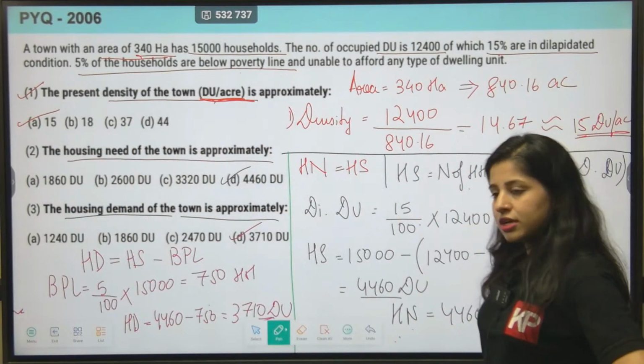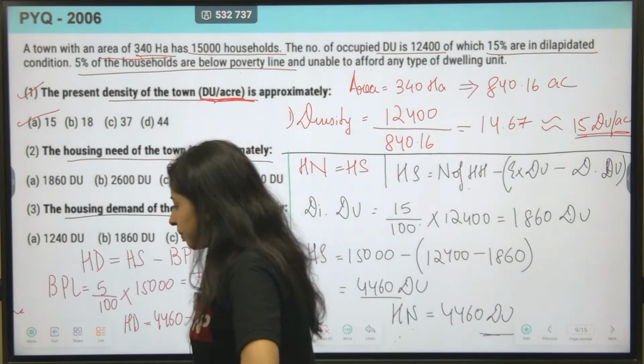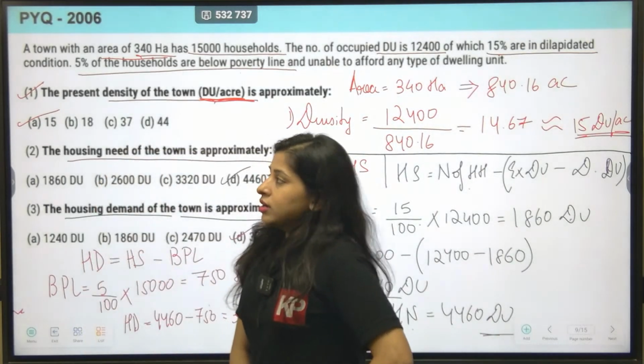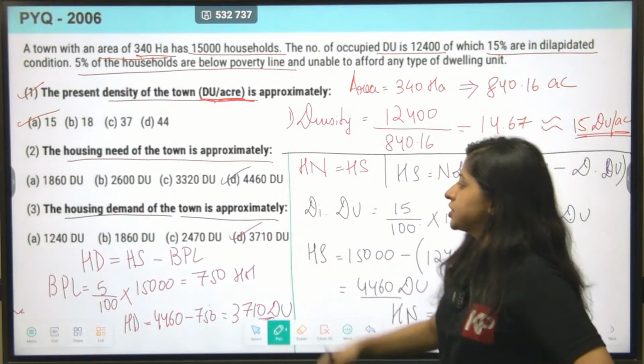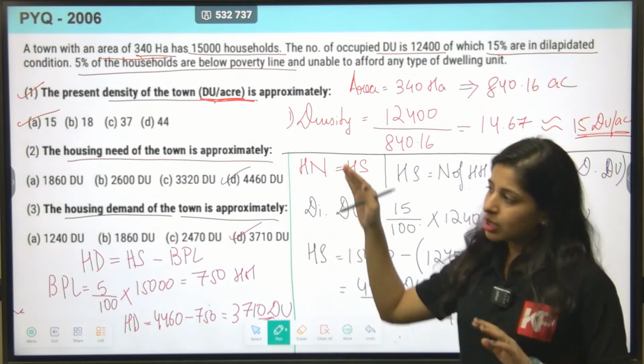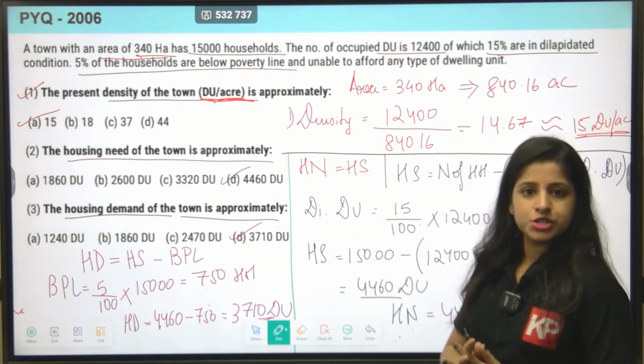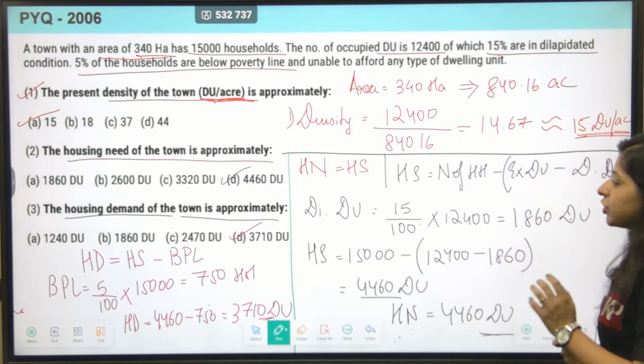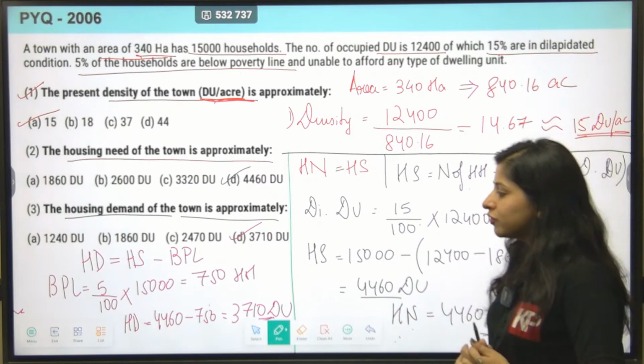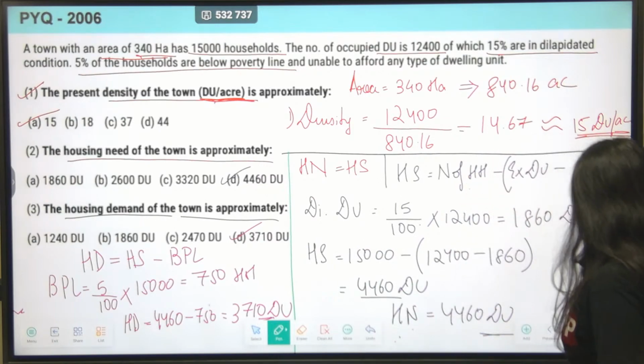Fine. I hope it is clear how to do the calculation for housing demand, housing need and density also, right? The formulas which we have learned, we have just used them. You can pause the video and have a look, and I hope if you have tried to solve it on your own, you have solved it. Chaliye, let's look into one more question.